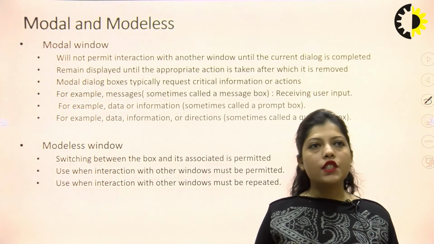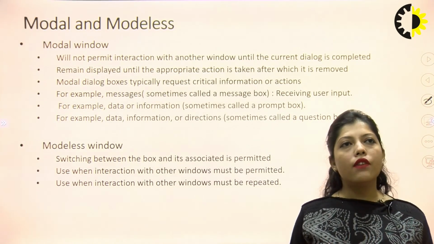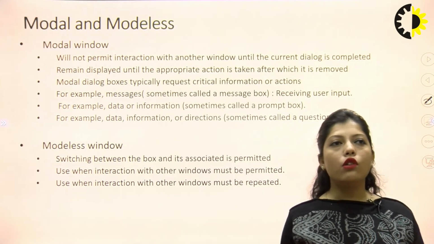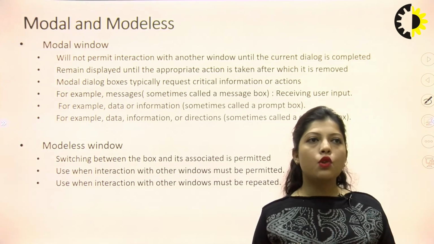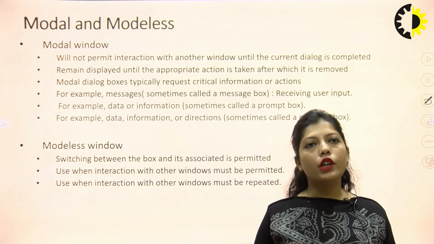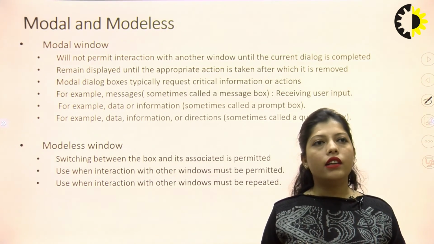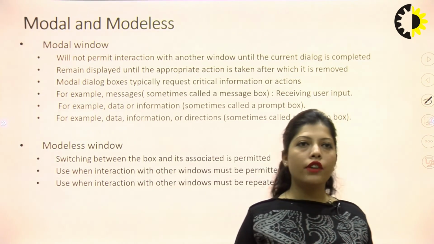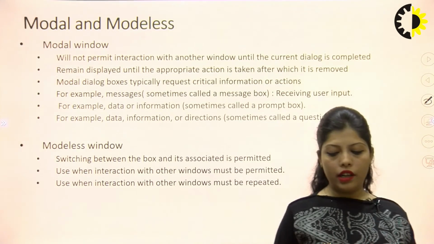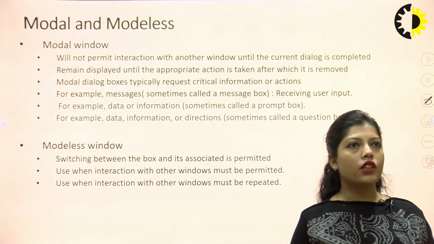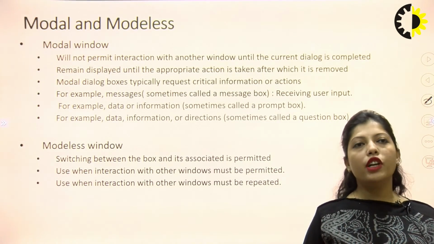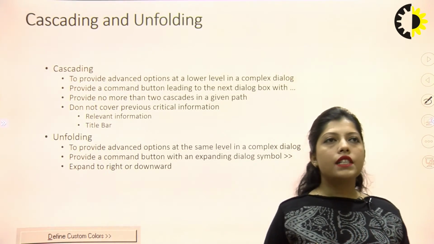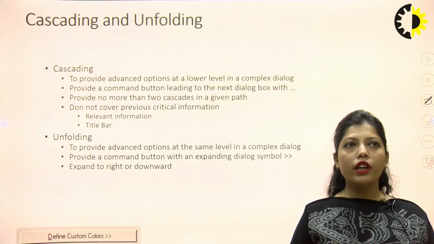Next is the modeless window. In this, switching and interaction between the windows is available. User interaction with other windows must be permitted, and interaction between the other windows must be repeated. So in a modal window, interaction is not permitted, and in a modeless window, interaction is permitted between the windows. Next is cascading and unfolding window.